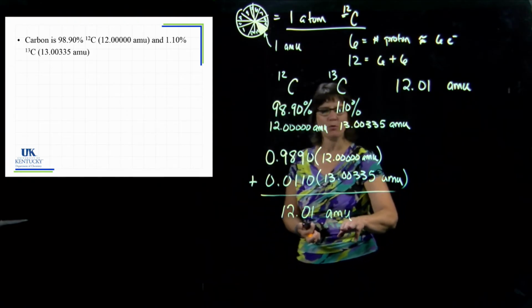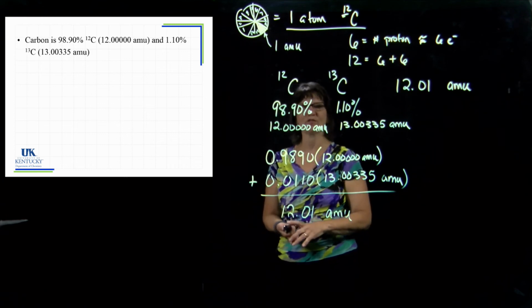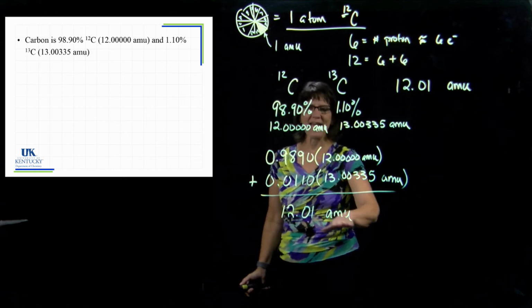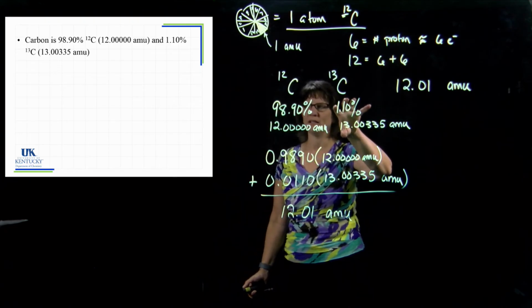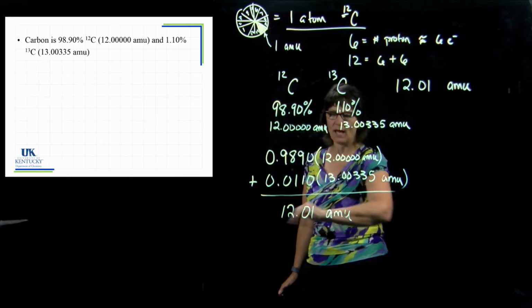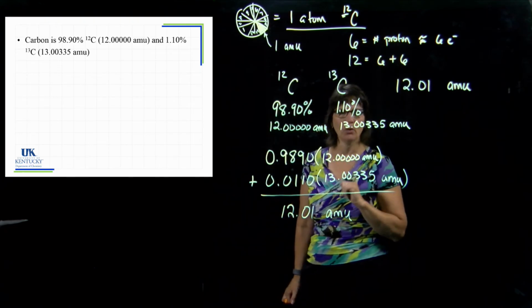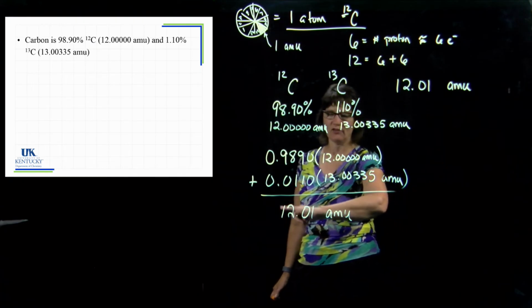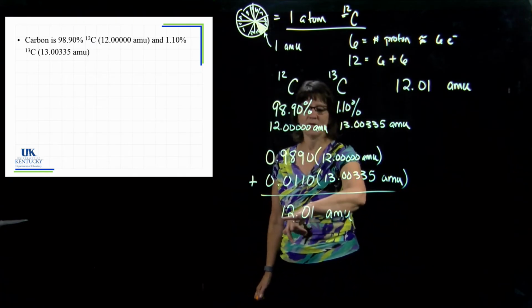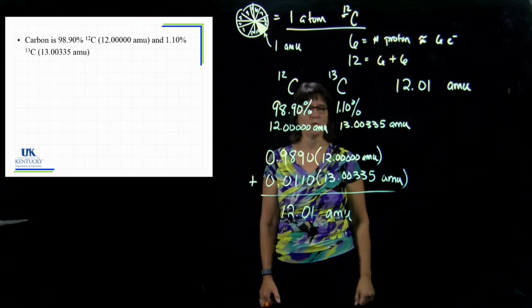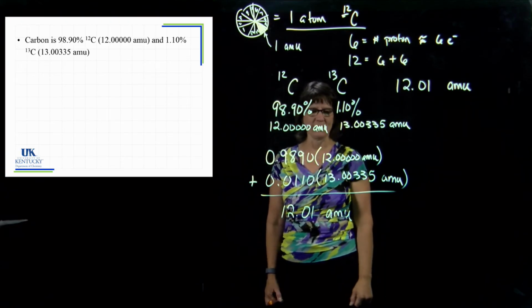When we go to the periodic table and we look at the atomic mass of carbon, it is the average based upon the relative abundance of those isotopes. So when I see 12.01 AMU, I know that it is mostly carbon-12 because it's weighted much more heavily to carbon-12 and just a little bit of carbon-13.